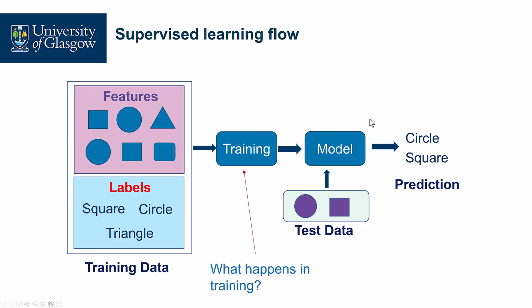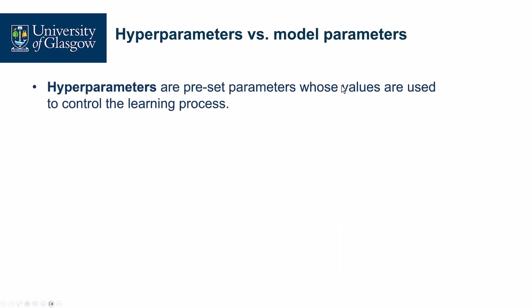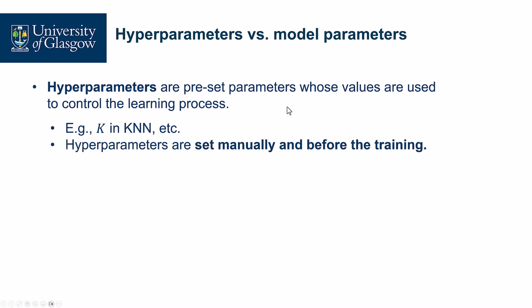Before answering this question, we first need to make clear two fundamental concepts: the hyperparameters and the model parameters. So what are they? Hyperparameters are the preset parameters. These values are used to control the learning. For example, in KNN, I choose k to be 3 or 5. These are the hyperparameter k, right? And hyperparameters are often set manually, and they must be set before the training, right?